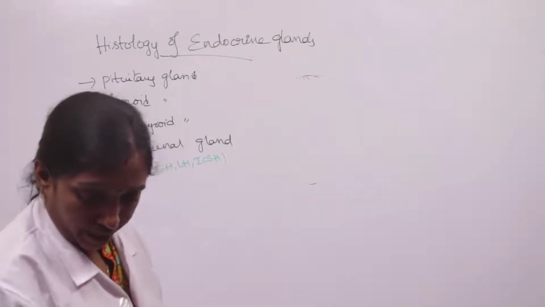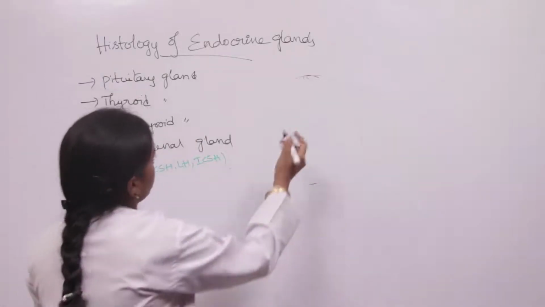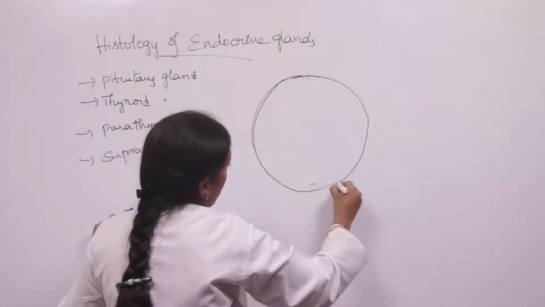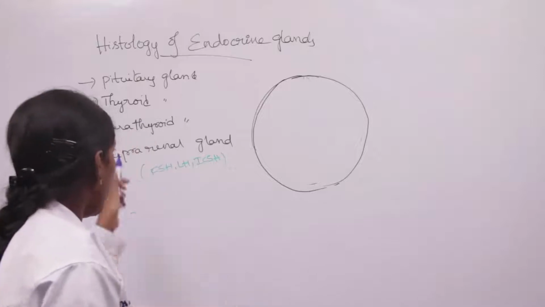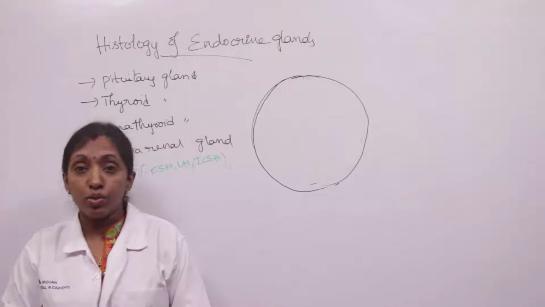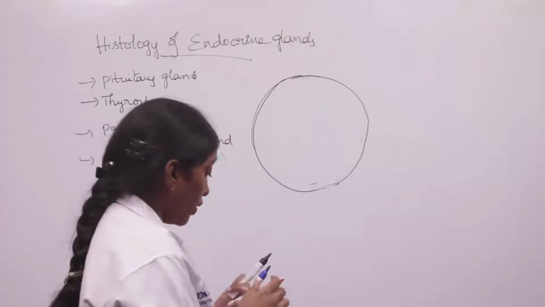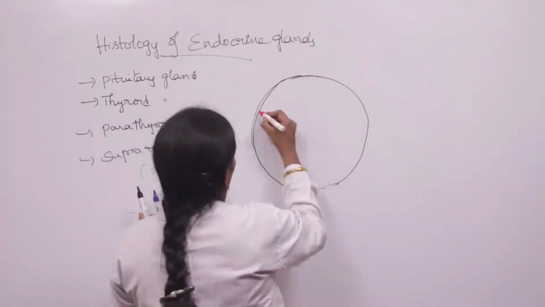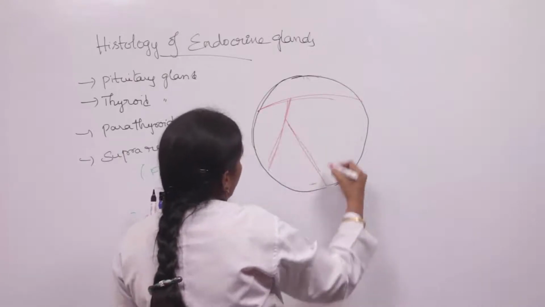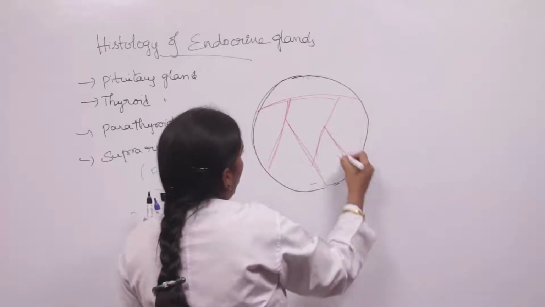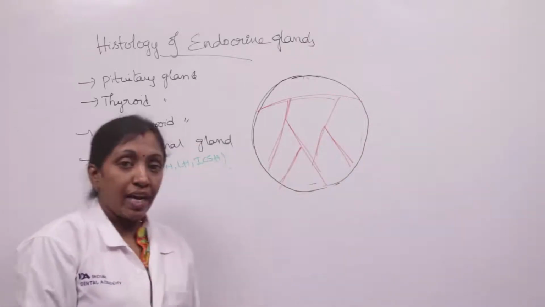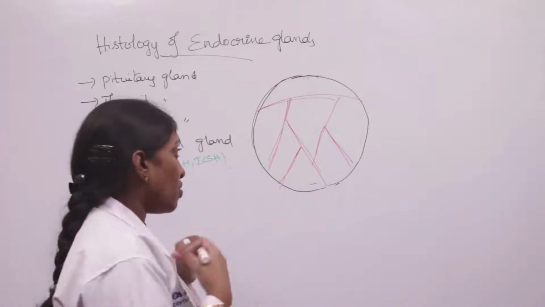And coming to the histology of the thyroid gland, we know that the thyroid gland is covered by a capsule, and this capsule divides the gland into a number of lobes and lobules. In the thyroid gland we are able to see sections of thyroid follicles.